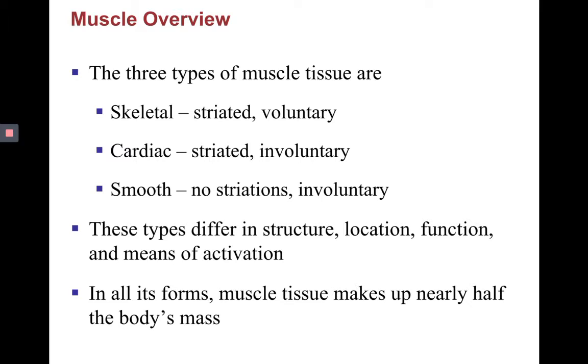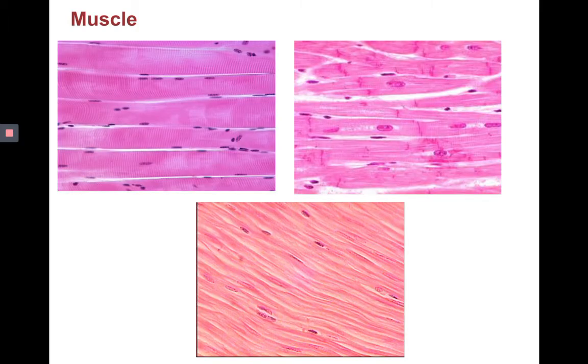We're going to look at the structure, location, and functions, as well as the means of activation for these muscle types. And in all its forms, muscle tissue makes up nearly half of the body's mass. So let's look at these images first. Up in the upper left, we have a muscle type that has many nuclei, is long and cylindrical in cell shape, and has striations. So if you're guessing that this muscle type is skeletal, you are correct.